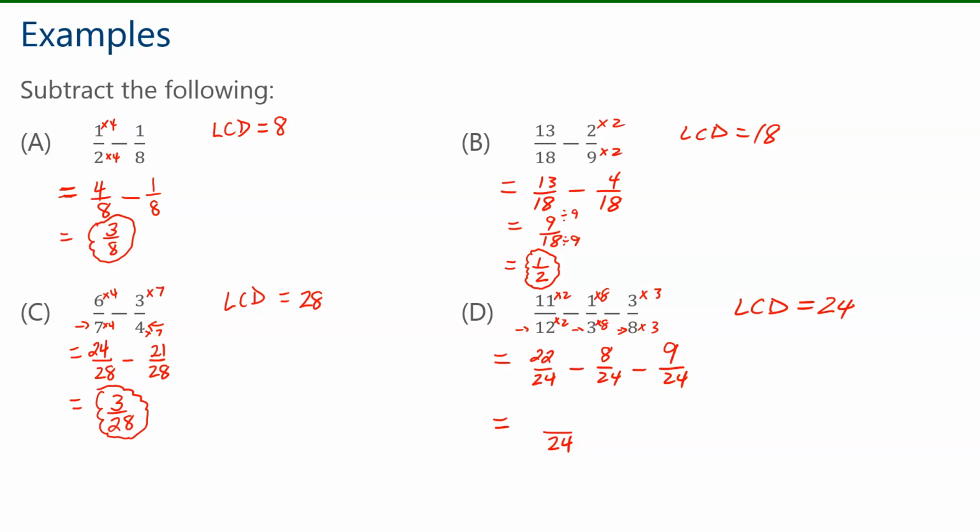Subtract the numerators. So we're going to go 22 subtract 8 first. And 22 subtract 8 gives us 14. And then we have 14 subtract 9, and 14 subtract 9 will give us 5. So 22, subtract 8, subtract another 9, we end up with 5 24ths. Can it reduce? No way. So 5 over 24, final answer.